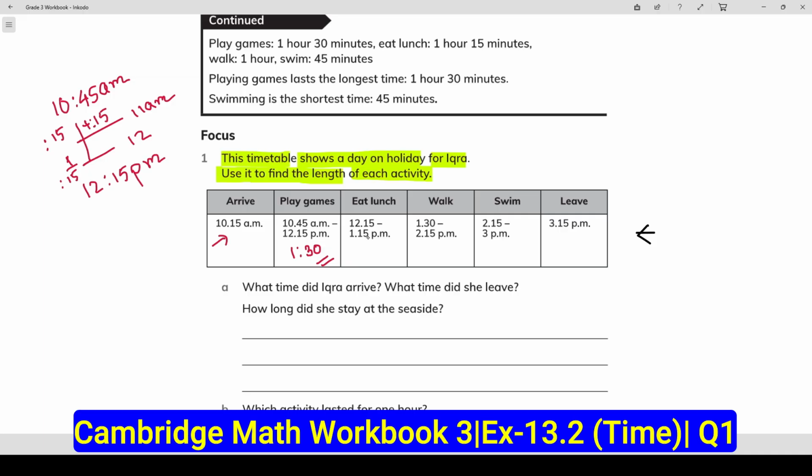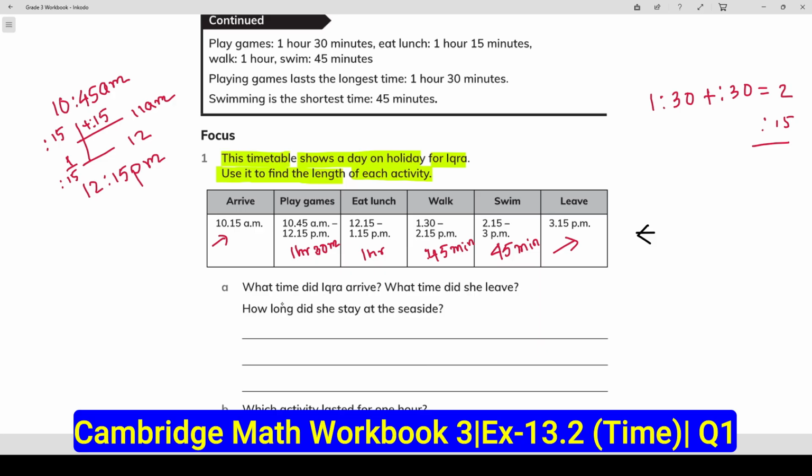Next, eat lunch. Here is 12:15 to 1:15. It means 1 hour. We can write here 1 hour. Next, 1:30 to 2:15. So 1:30, once we add 30 minutes, it will become 2. Again add 15 minutes, so it will be 45 minutes. 2:15 to 3 p.m. it means 45 minutes. And 3:15 she will leave.